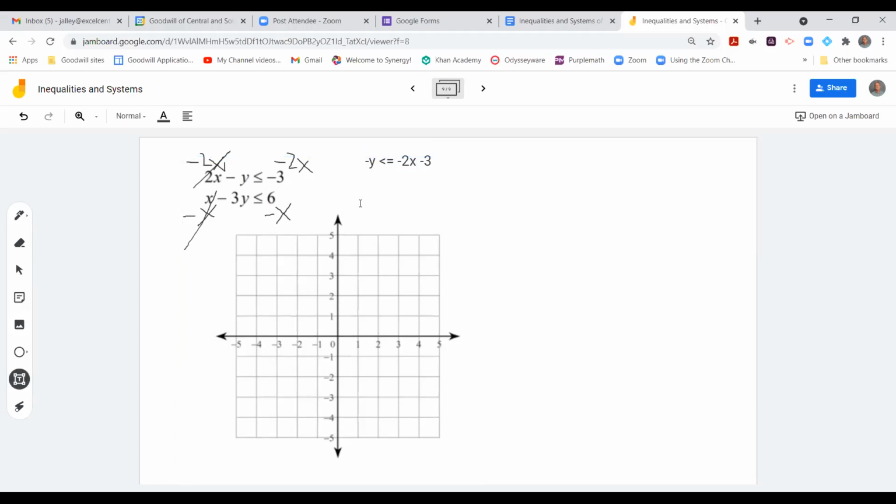The other one, negative 3y less than or equal to negative x plus 6. Okay, what next and what do we have to watch out for? Say that again, Kathy.